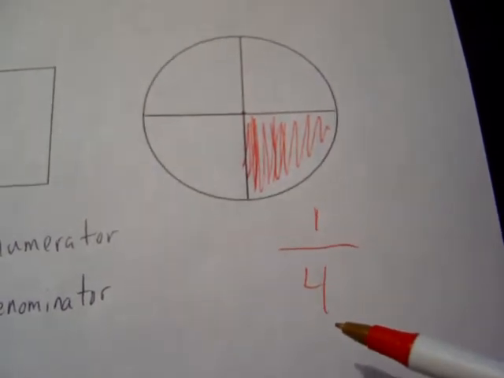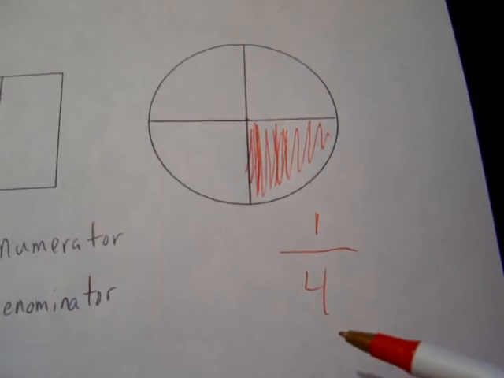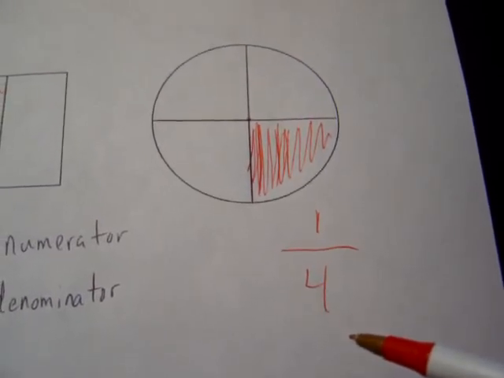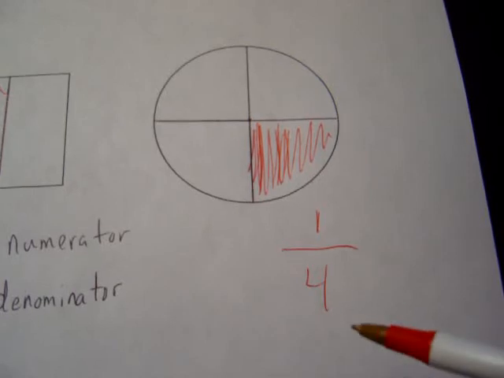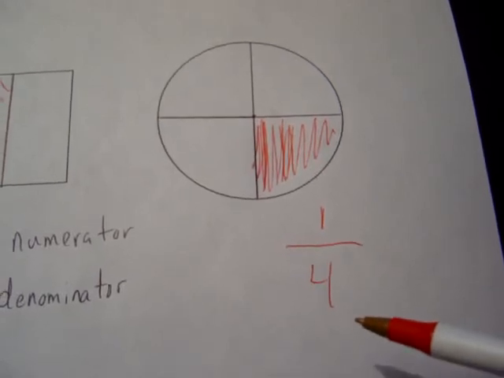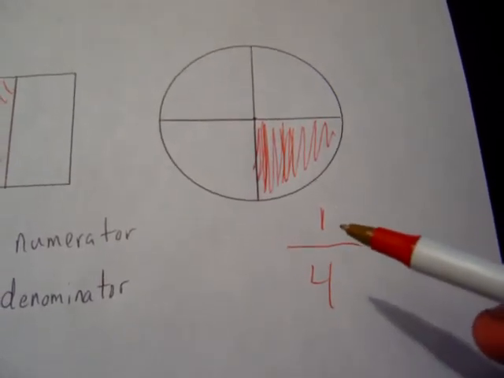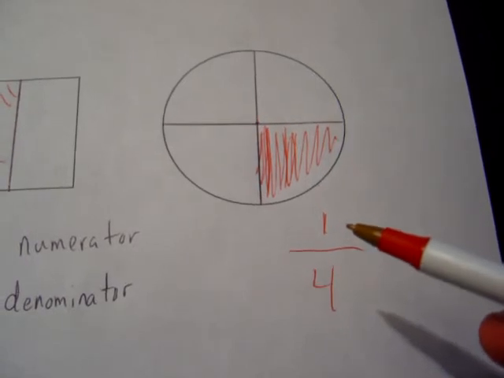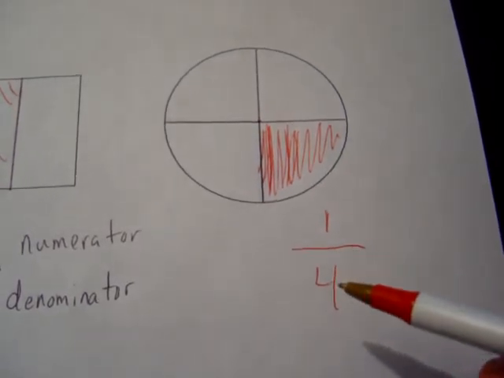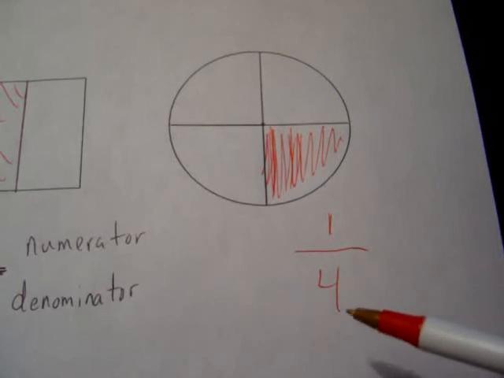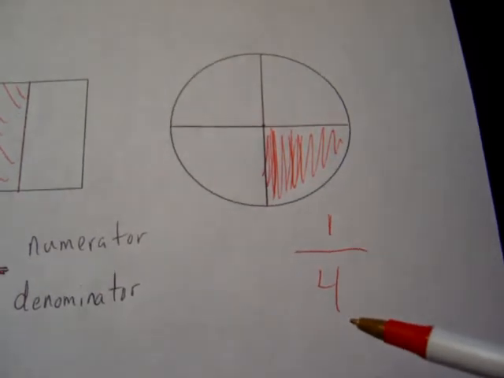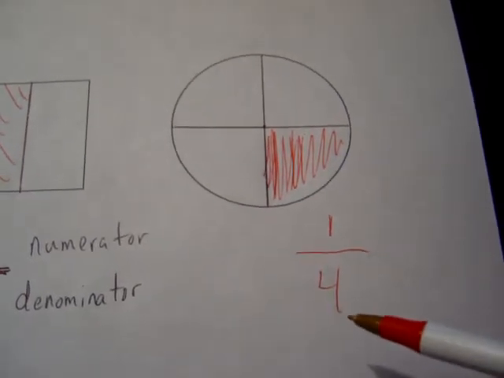Again, I'd like to reiterate that as far as our essential questions go, a fraction is an equal part of a whole. Numerator is the top number. It tells you how many of these pieces you're interested in. And the denominator is the bottom number. It tells you how many pieces or parts that the whole is divided into.